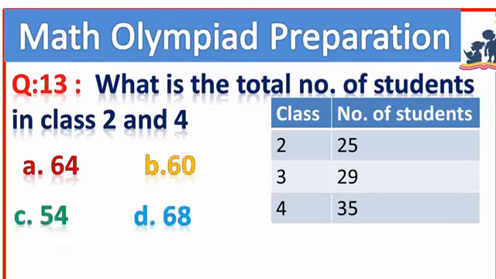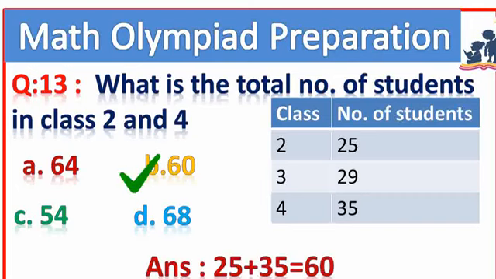Question number 13. What is the total number of students in class 2 and 4? Answer B. 16. Good. Here 25 plus 35 is equal to 60.